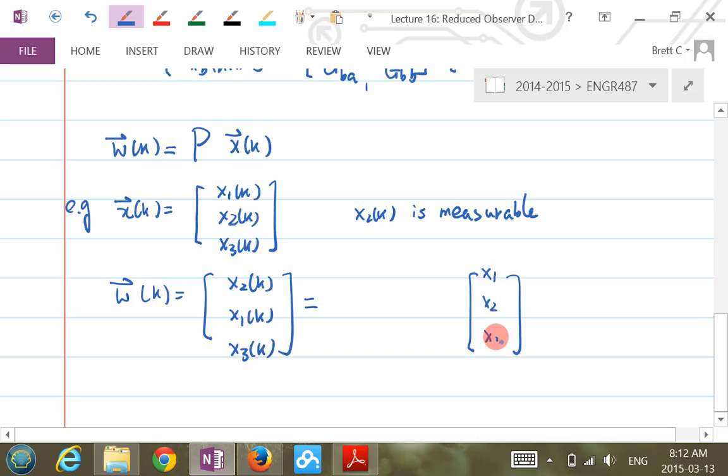We're looking for x1, x2, and x3. So there has to be a matrix here that relates this new state vector with the original state vector. That makes sense, right? So when you look at this matrix here, what should I put in this matrix? This is x2. The first row times this column gives me x2, so what should I put as the first row here? And the second row?